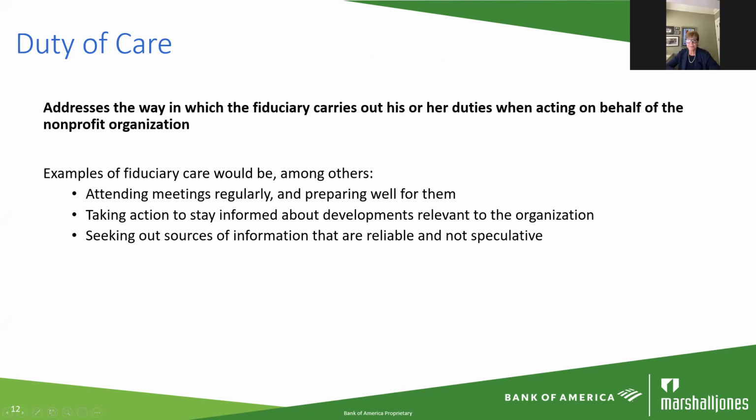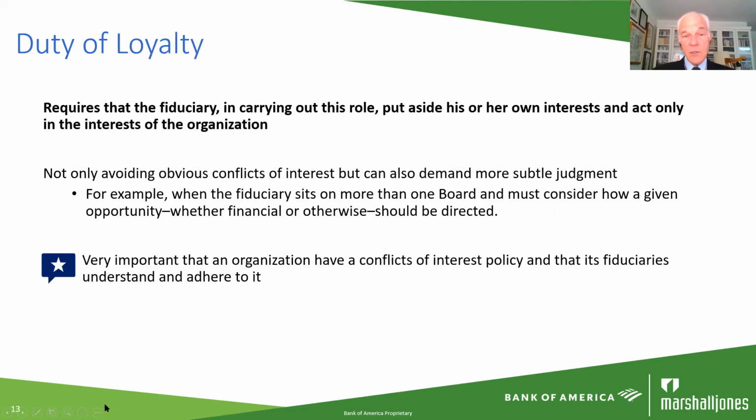The next slide, we have the duty of loyalty. And this goes to your issues relating to conflict of interests. Here you have to put aside your own interests and act only in the interest of the organization when you are fulfilling that role as a fiduciary. So of course you all have conflict of interest policies, and if you don't, you should. But sometimes it's a little more subtle. So for example, if you're a fiduciary sitting on several boards, you might have to consider how a given opportunity might be directed. So this is something that requires good judgment, requires that the chair of the board be very involved, and that you think really with respect to hindsight.